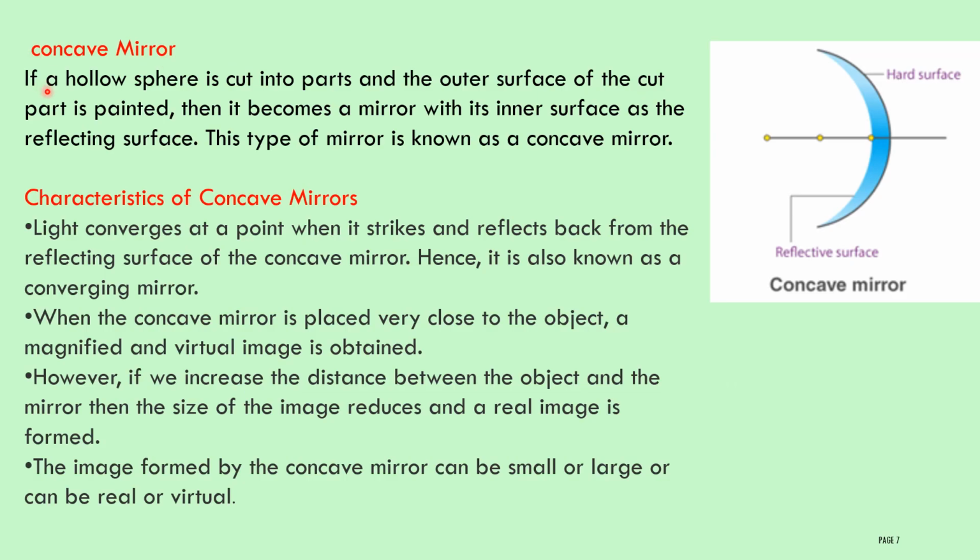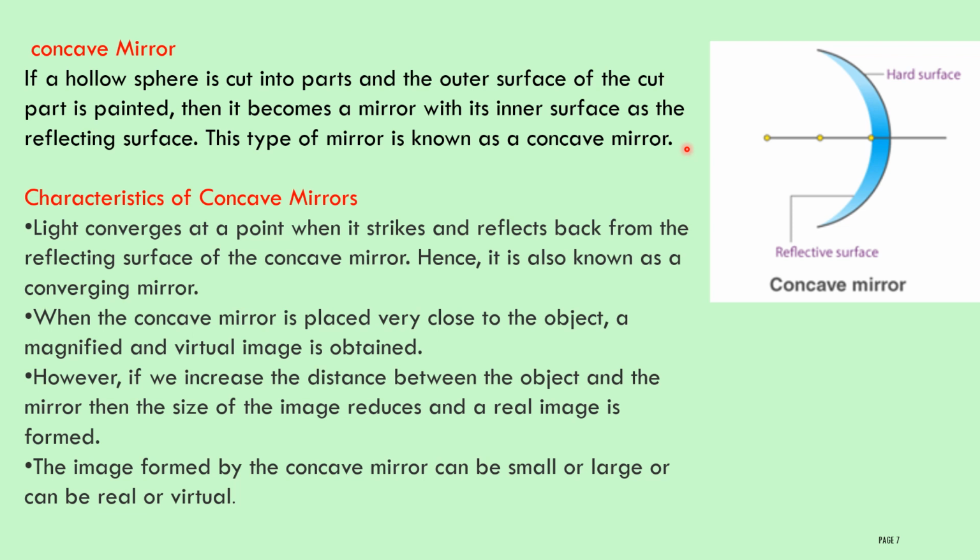Concave mirror. If a hollow sphere is cut into parts, and the outer surface of the cut part is painted, then it becomes a mirror with its inner surface as the reflecting surface. This type of mirror is known as a concave mirror. How will you obtain a concave mirror?